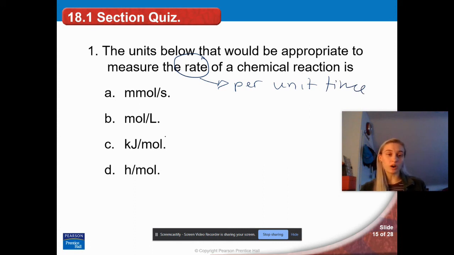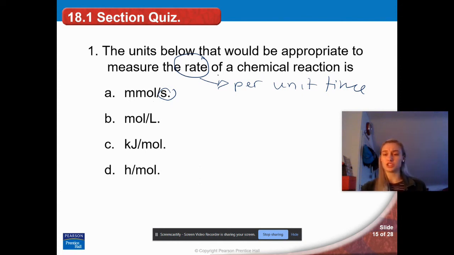We only see one unit of time here, and that's going to be seconds. We don't see seconds here or here, we don't see seconds here or here, and we don't see seconds here or here. That actually makes it easier for us because it leaves just this first one as our answer, because I told you in the beginning it would be millimoles per second.